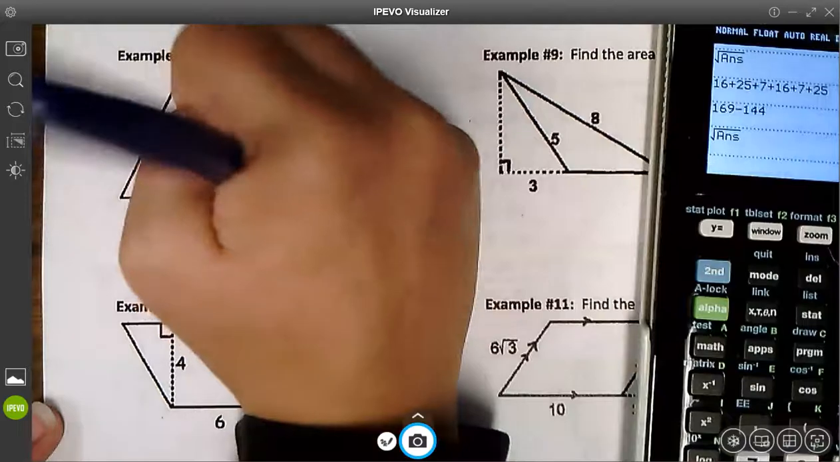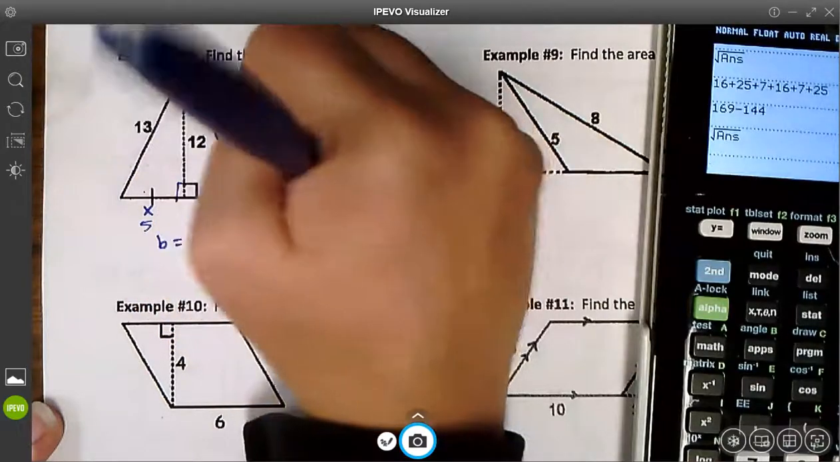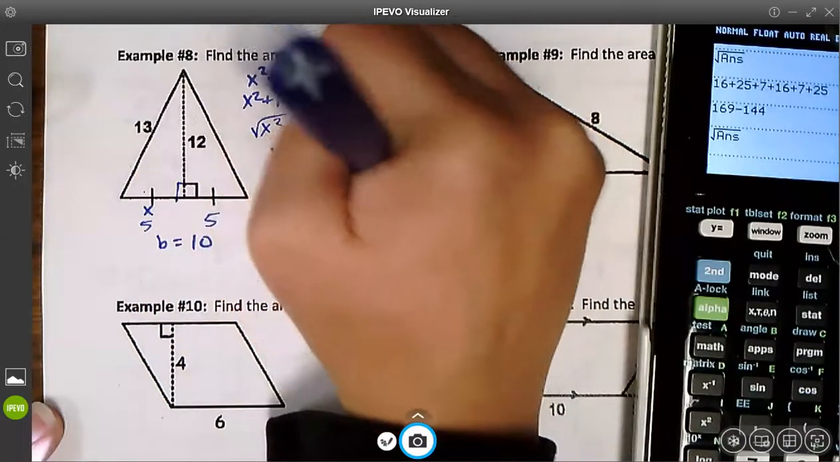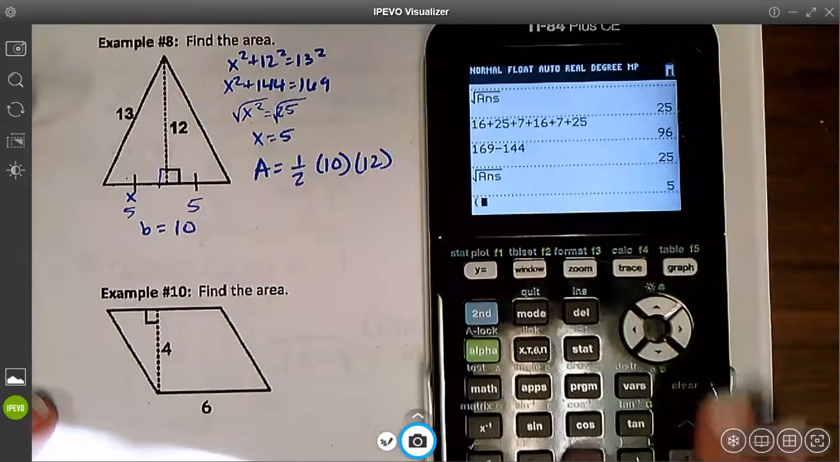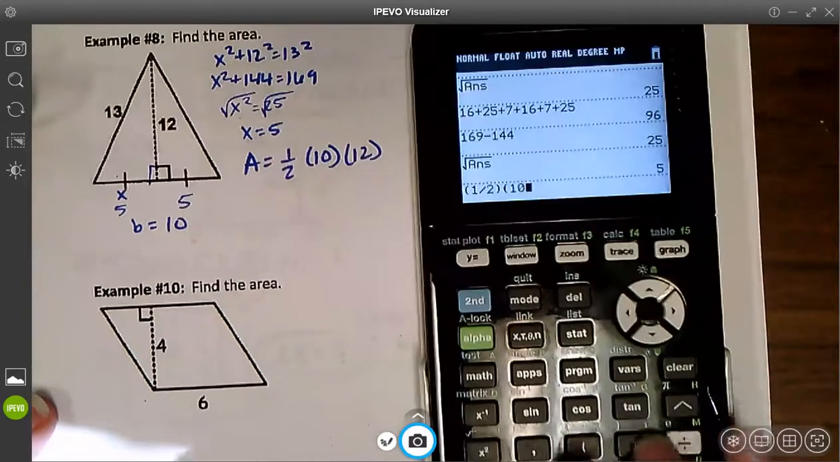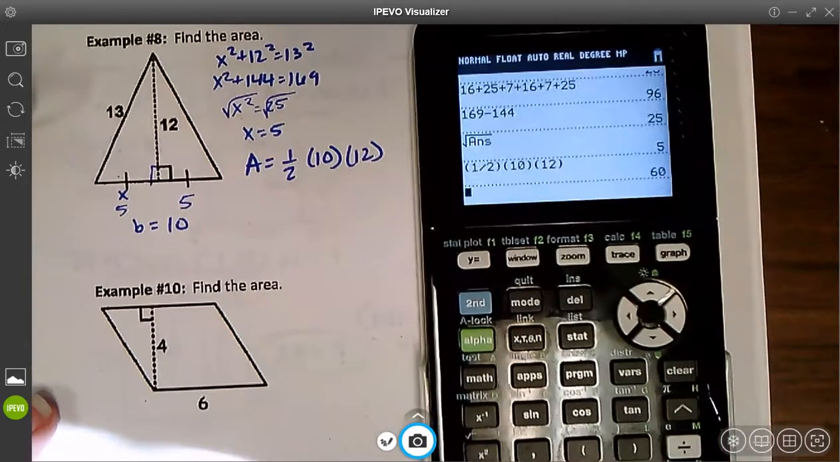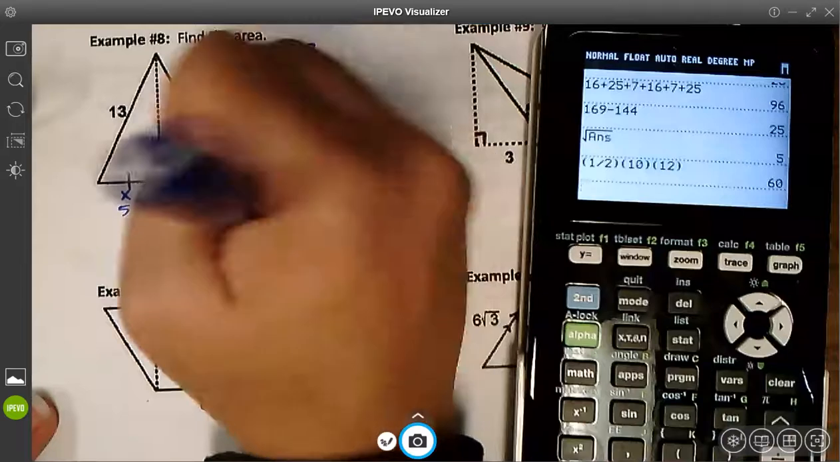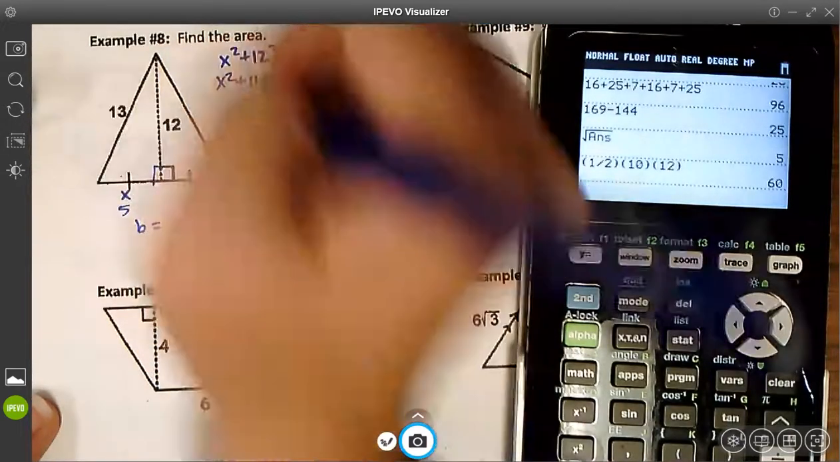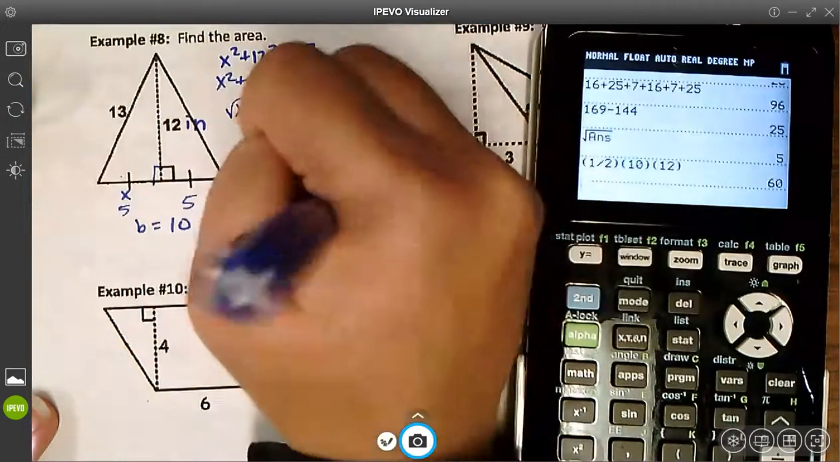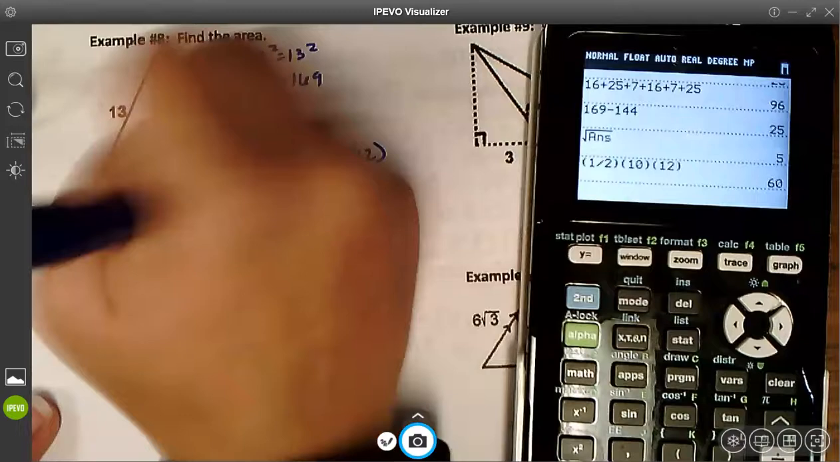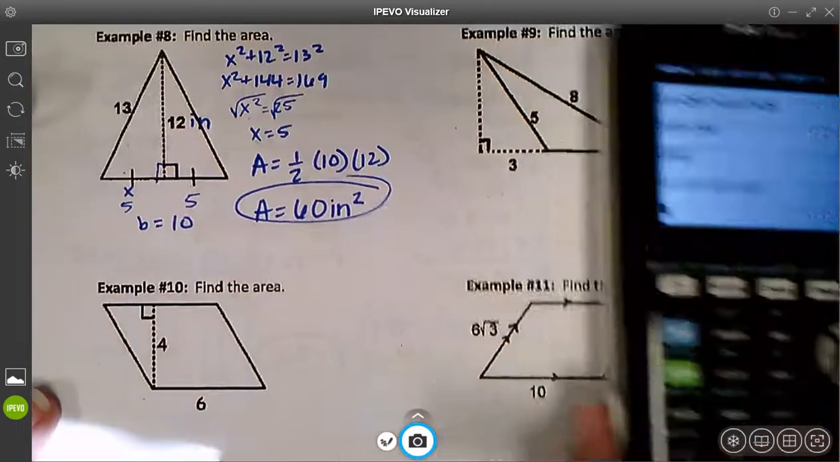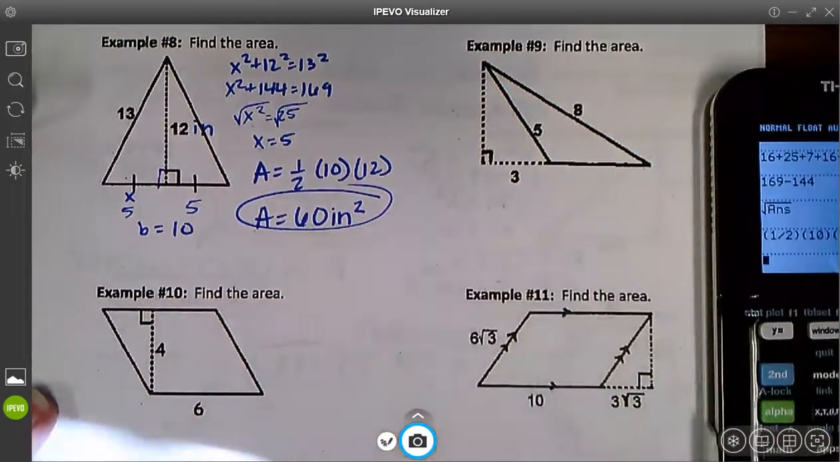So my area is going to be 1/2 my base times my height. So 1/2, 10 times 12 is 60. And I'm just going to give this a unit, 60 inches squared. Area is always a two-dimensional measurement, so that's going to be squared.